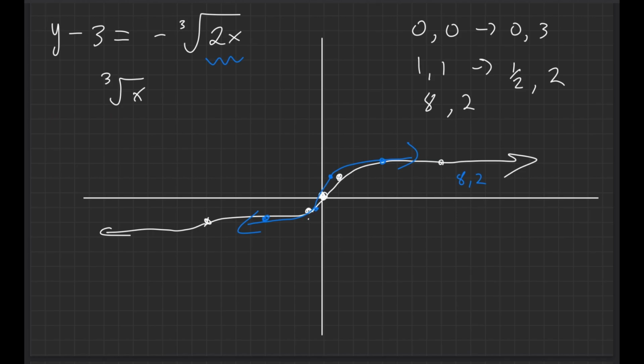And then from there, you can do the reflection. So this tells us reflection over the x-axis. So it's going to become like this. So that 1. And then flip over. And then 4, 2.